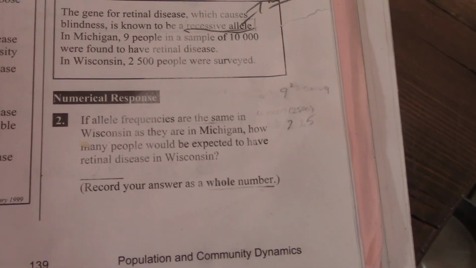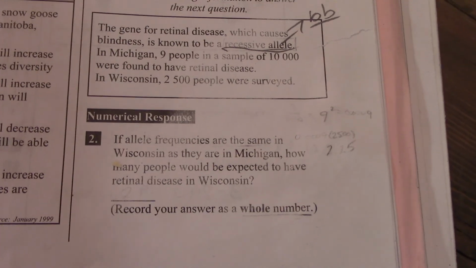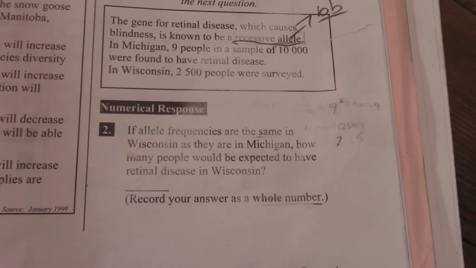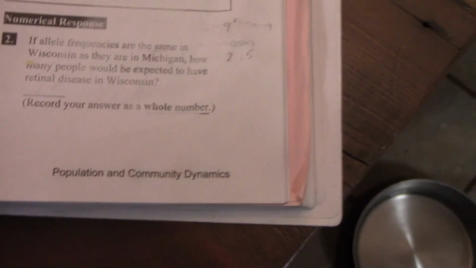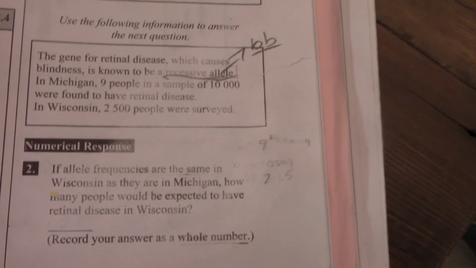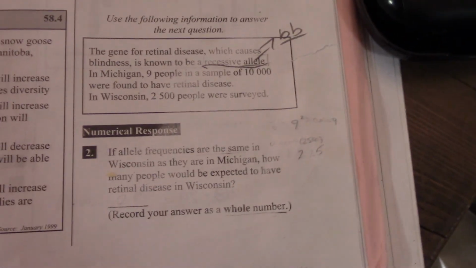If allele frequencies are the same in Wisconsin as they are in Michigan, how many people would be expected to have retinal disease in Wisconsin? So here's the deal with this. You don't actually need to do Hardy-Weinberg. This is just straight probability. This is something that you'll see as well. This is deliberately there to try and trick you a little bit, throw you off. This is a lot simpler question than you think it is.